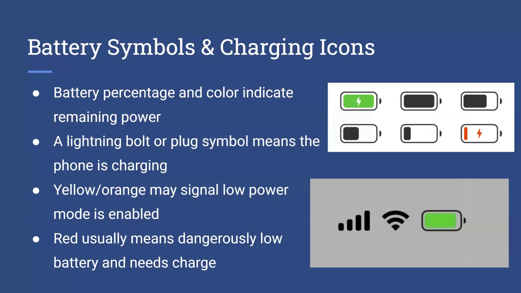Here are some battery symbols and charging icons. These ones actually vary a lot between different brands, even between Google Pixel and, I think, OnePlus. I don't know what their phones are called exactly. OnePlus Nord, I think. That's one of their lineups. So even within specific lineups inside Android, battery symbols can vary a lot.